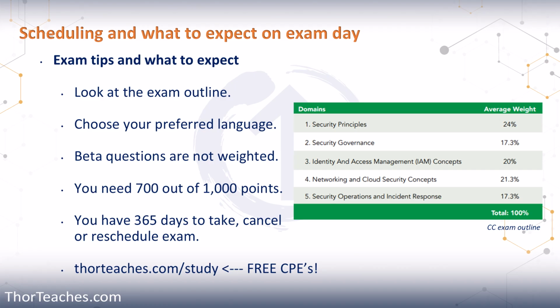And once you have scheduled your exam, you have 365 days to either take the exam or reschedule it. If you need to cancel or reschedule your exam, you can do it online, and that has to be at least 48 hours before the exam, or you can do it by phone, and that has to be at least 24 hours before the exam. There will be a rescheduling or cancellation fee. Rescheduling is $50, cancellation is $100. And if within that 1 year you don't cancel and don't sit for the exam, you lose your exam fee.